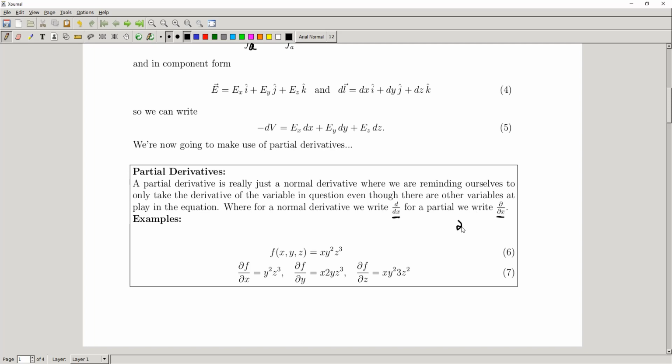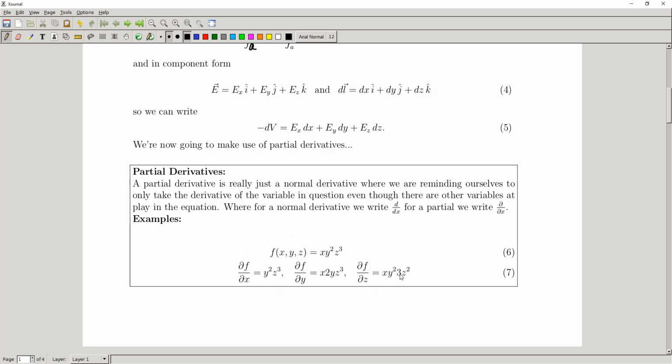This symbol is just a d by dx like this. Some people will still call these d by dx, other people will say partial, or they'll call this symbol a del. Whatever you call it doesn't really matter, as long as you write it something like this, so we can all understand what you're writing. And basically, if we want to take partial derivatives of a function, this is how we do it.